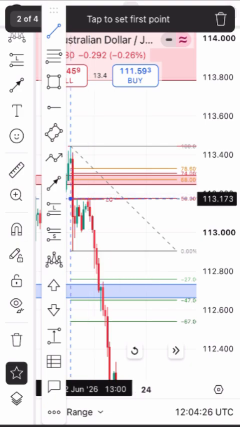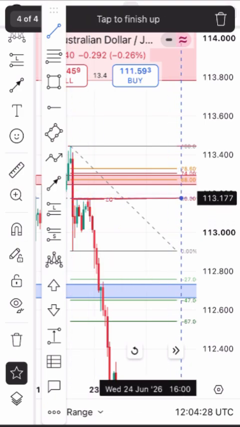See how the 50 Fibonacci lined up with that liquidity zone as well. So everything I'm telling you here, we're not just making it up. The Fibonacci is confirming everything, as you can see.